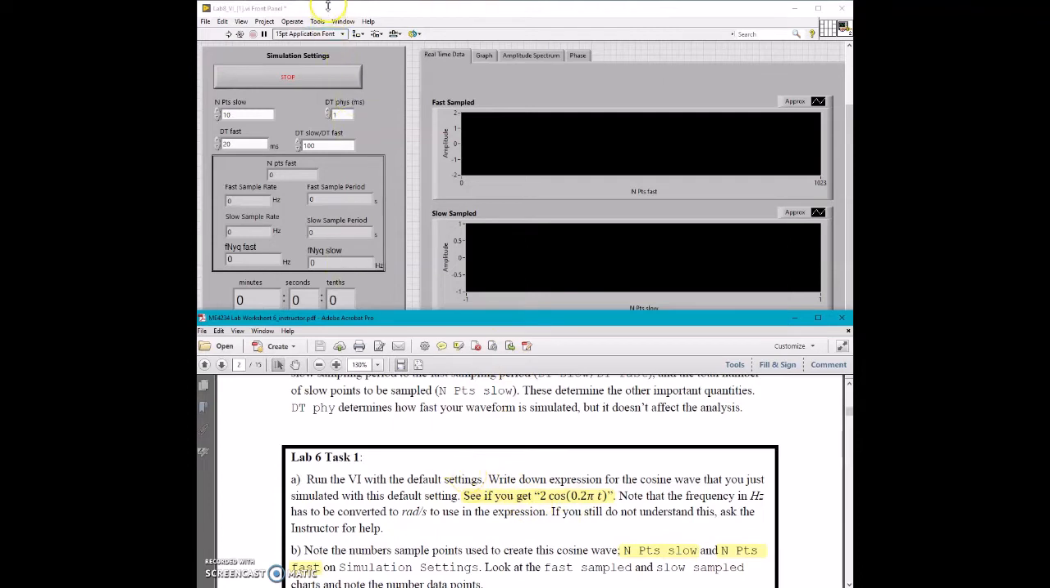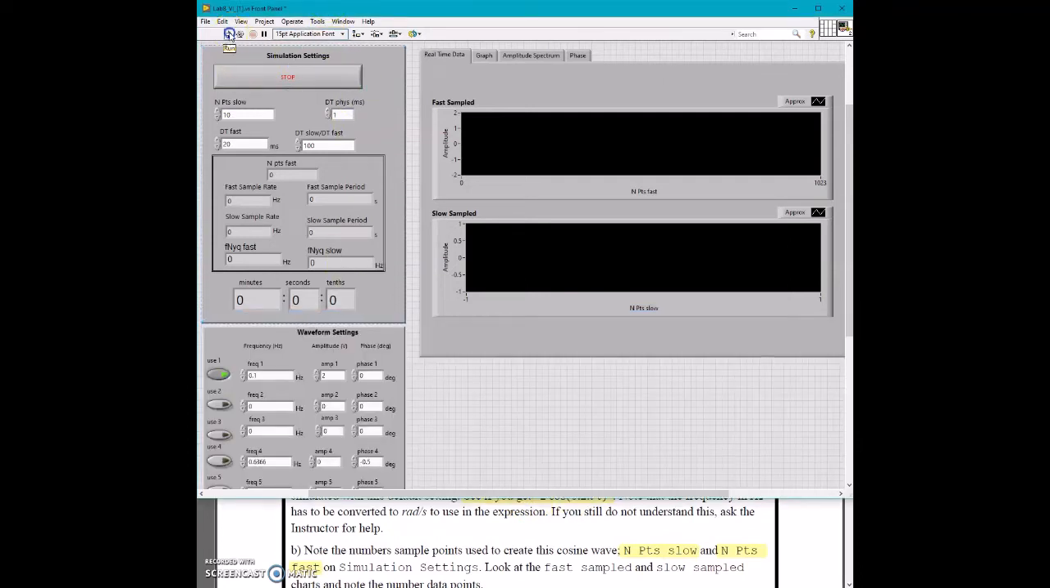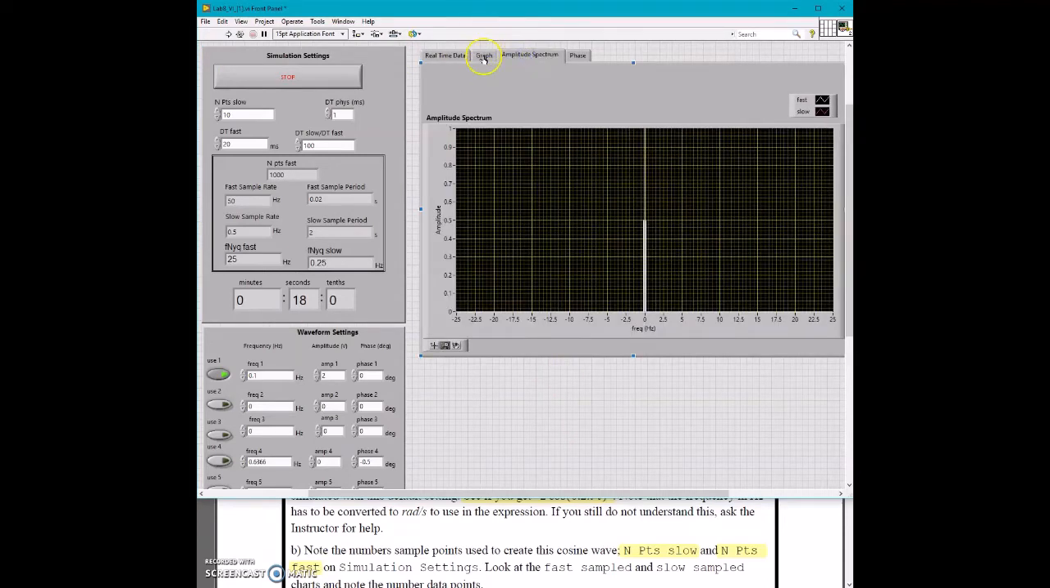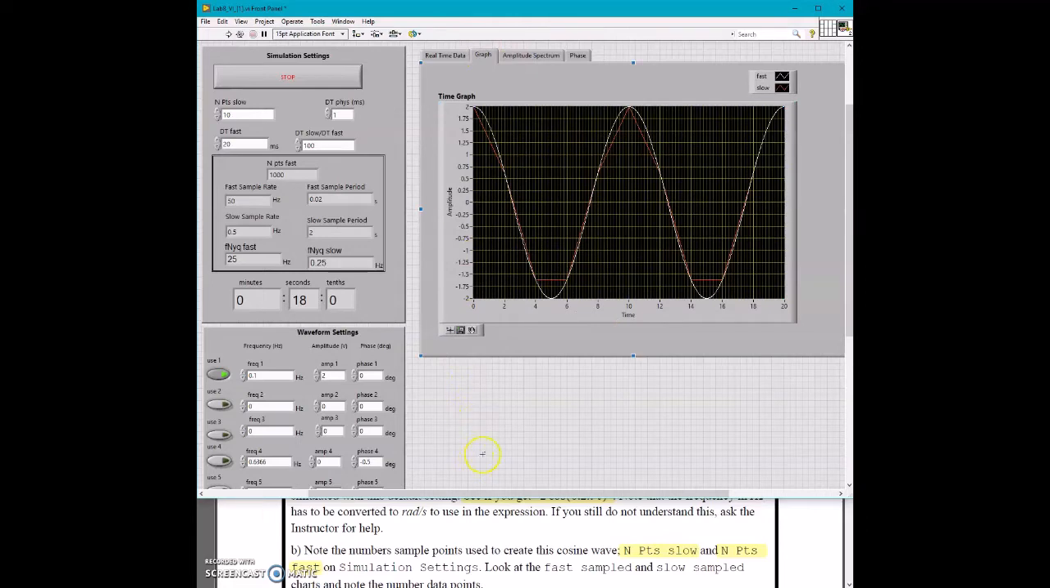So it says to run the VI, so I'll do it. I'll run the VI in its default setting, and then I have 2 tabs for the graph and the amplitude spectrum. So the goal for task 1 and 2 is to understand what these 3 numbers mean: the N point slow, dt fast, and dt slow / dt fast, and then how these numbers below in the gray box are being calculated.